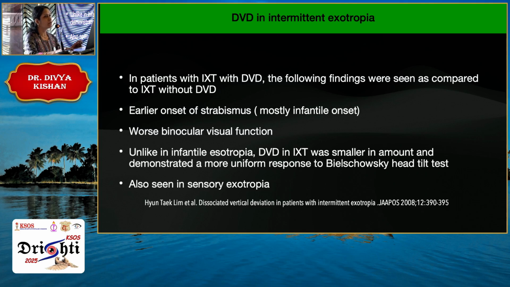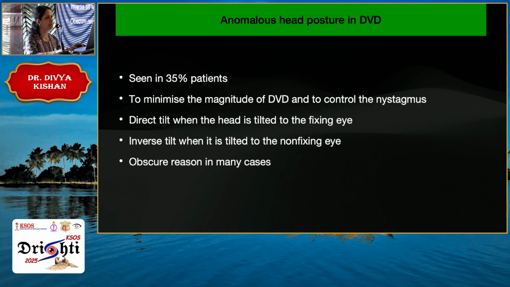DVD, although not very common, can also be seen in intermittent exotropia. But it is seen in those cases which have an earlier onset of strabismus, worse binocular visual function, and also, unlike in infantile esotropia, DVD in IXT was smaller in amount and demonstrated a more uniform response to Bielschowsky's head tilt test. It can also be seen in sensory exotropia.